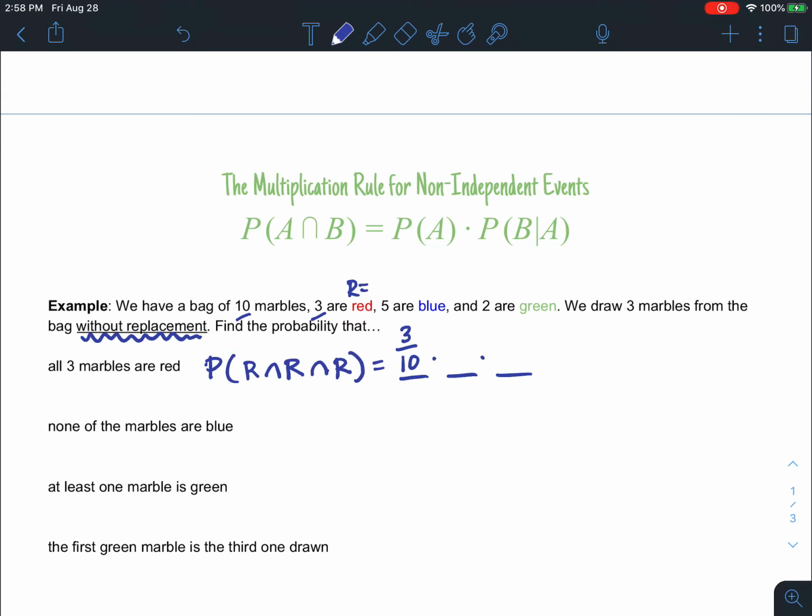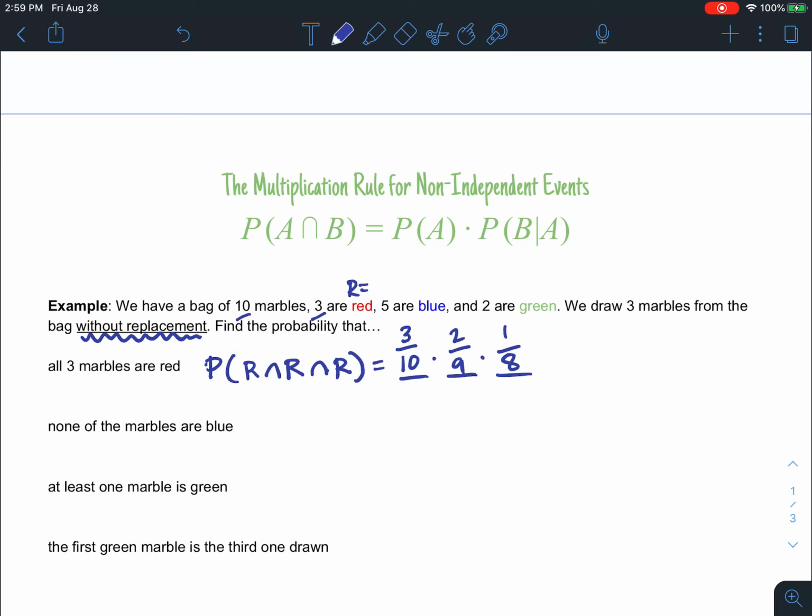So I take that marble and I set it aside. Now I can't put 10 under here because I've taken a marble out. So now I'm down to 9 marbles. And how many of them are now red? Well, the first one was red, so there must be only 2 left in the bag that are red. So I take that one, set it aside. Now there are 8 marbles left in the bag, and only 1 of them is red. You've got to think about how one affected the other.